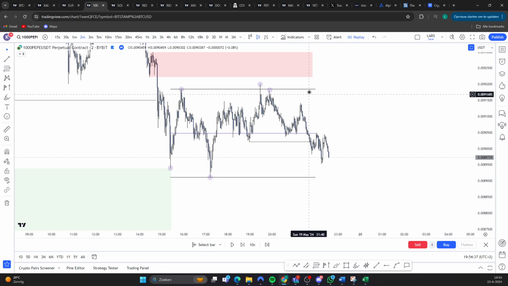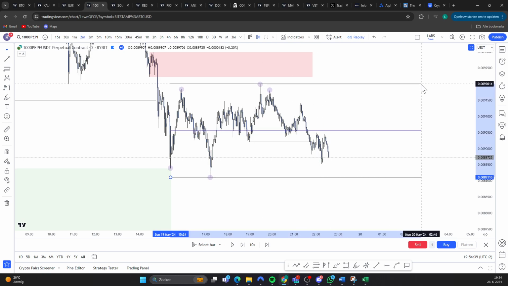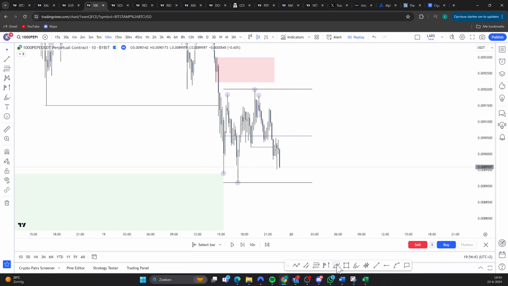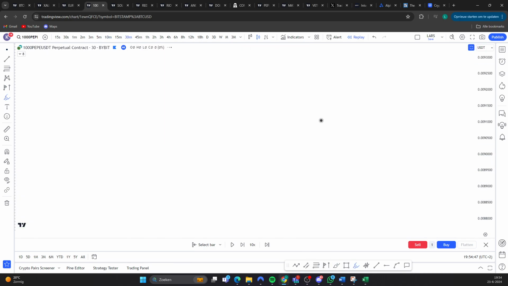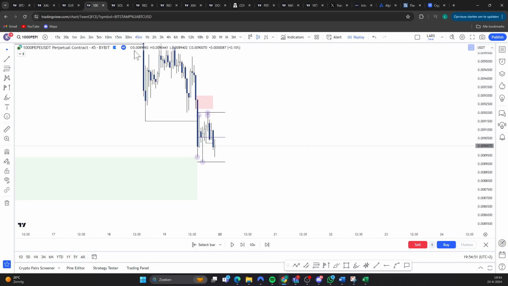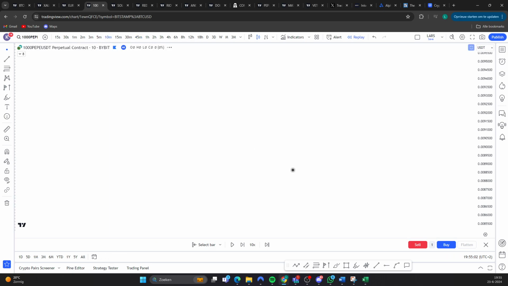You hit that demand. Let's extend it. I am starting to dislike the distance between tap 2 and tap 3. Maybe this is just the start of a 45-minute range and this becomes your first tap and we can have a second tap. It's very possible.